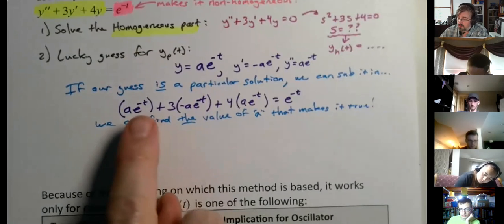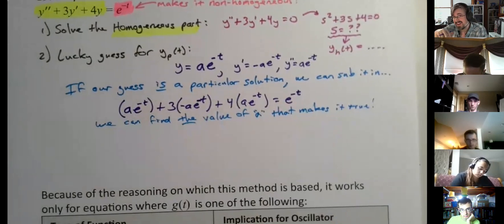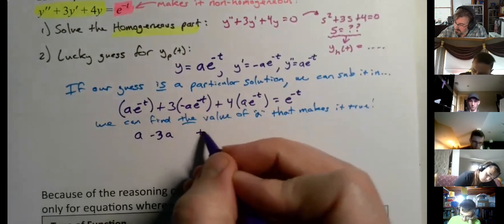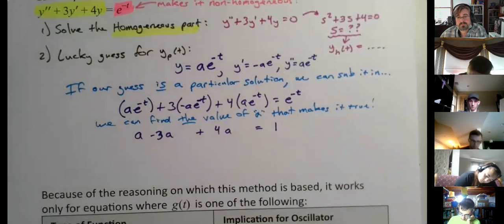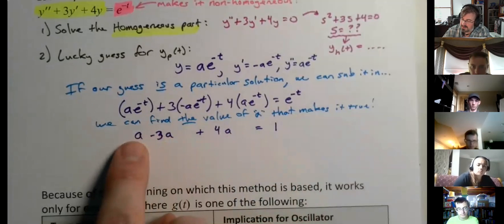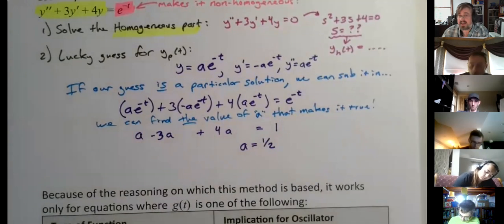So the thing you'll probably notice right away is that every term has an e to the minus t. And so we can factor those away, and we don't have to worry about dividing them away because it can't equal 0. For any value of t, it can't equal 0. So I can cross those off, and I'm left with a minus 3a plus 4a equals 1. With a little bit of compression, you've got 4a minus 3a plus a, so that's 2a on this side, equals 1, or a equals 1/2.